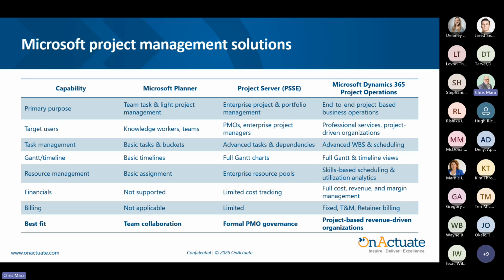So look to use Microsoft Planner when you need a lightweight team coordination, basic tasks, basic buckets, and simple timelines with no financial tracking. Look to use Project Server when you need a formal PMO governance with advanced scheduling and enterprise resource pools, but only limited financial or billing depth. And use Dynamics 365 project operations when projects must connect delivery to outcomes with advanced work breakdown structures, skills-based resourcing, and full cost revenue margin plus billing models.